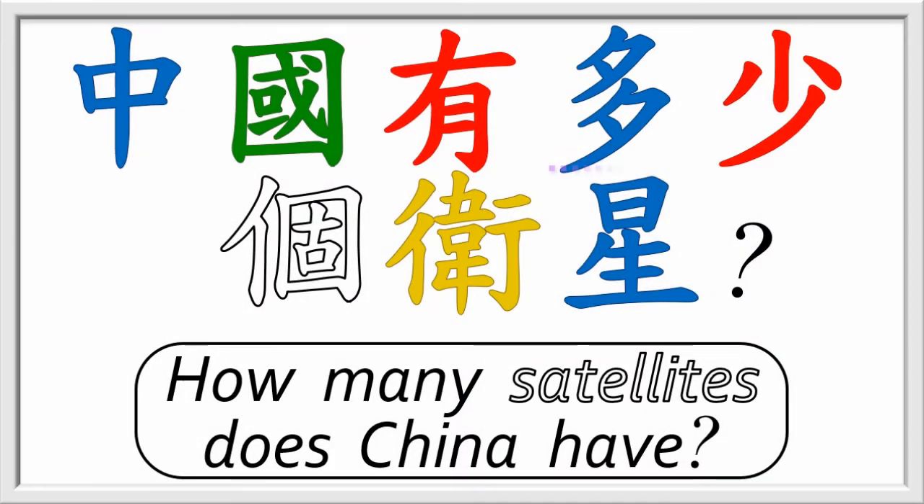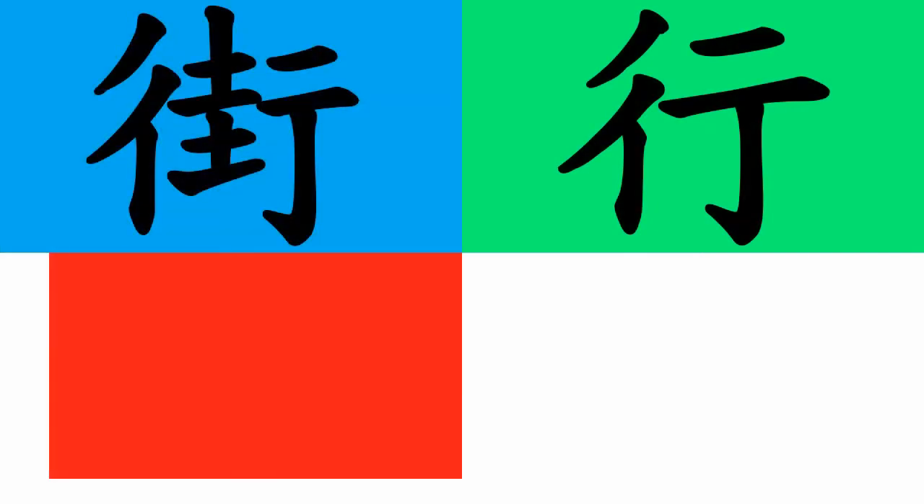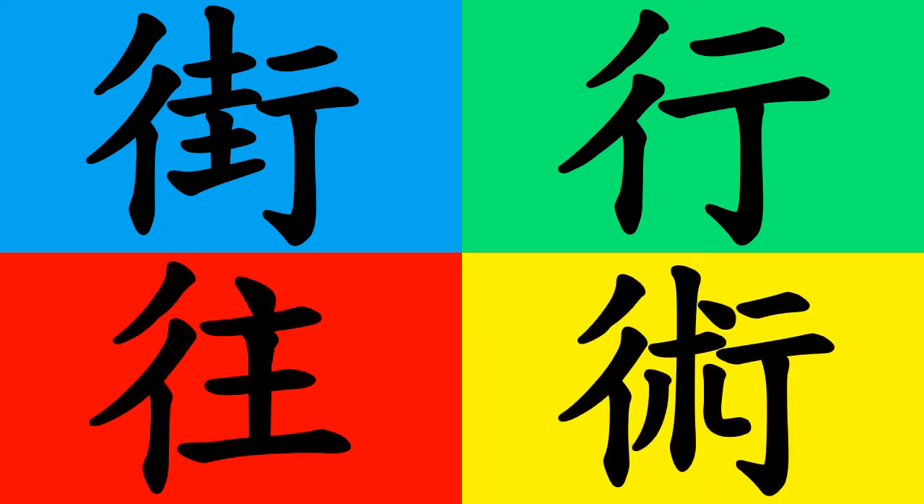And our final example is 卫星, the Chinese word for a satellite, literally a circling, protecting star. 中国有多少个卫星? How many satellites does China have? Here is our color chart with today's 6 characters. 行 or háng, 接 往, 树 从, and 卫.